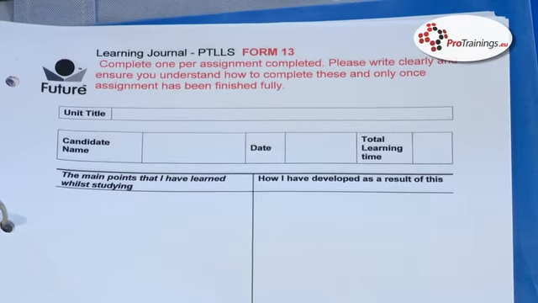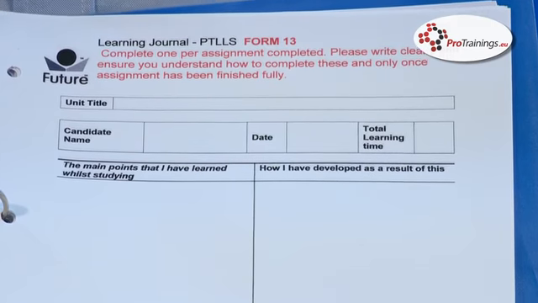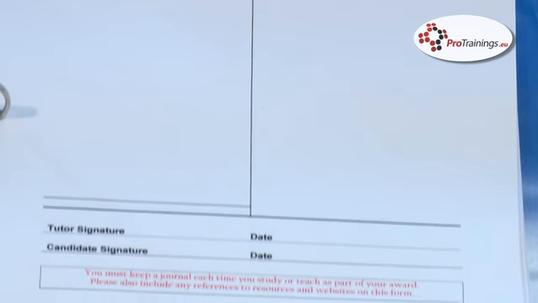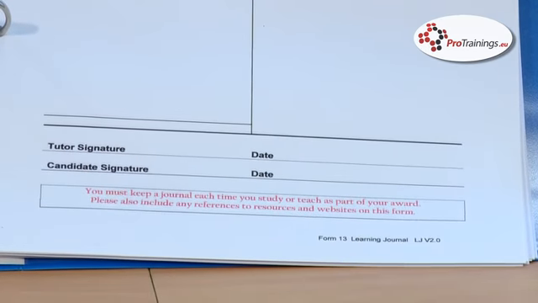And here it's just a record of each of the assignments you've written. So you're going to keep a complete 7 of these in total. The main points I've learned while studying. So what have you actually learned from this particular one subject? And also how I have developed as a result of this. So how have you changed and how are you going to change? So every assignment has a learning journal.